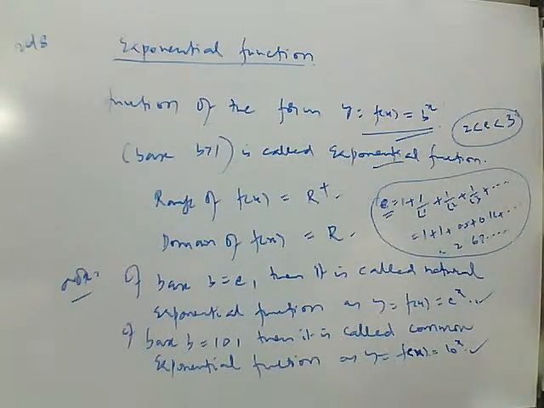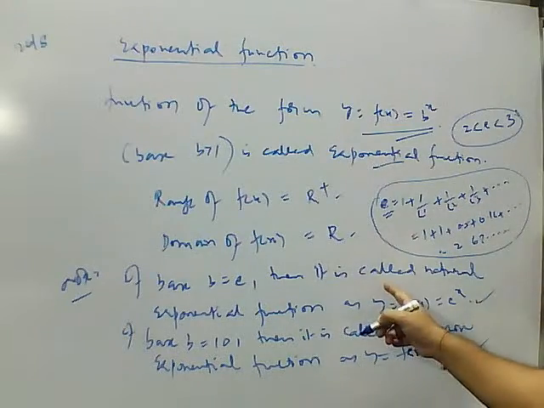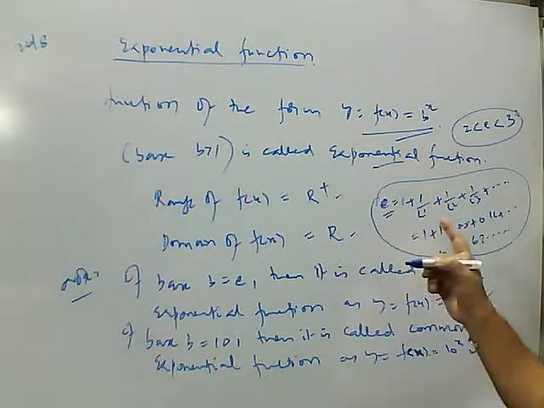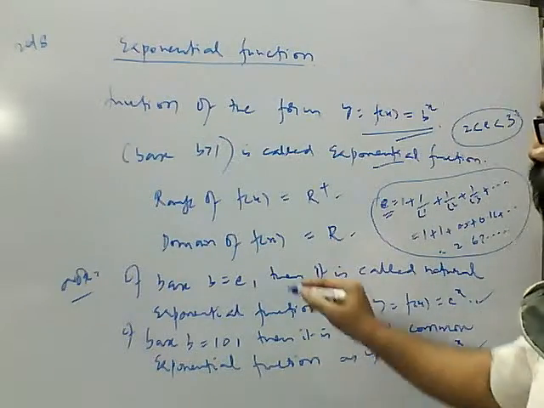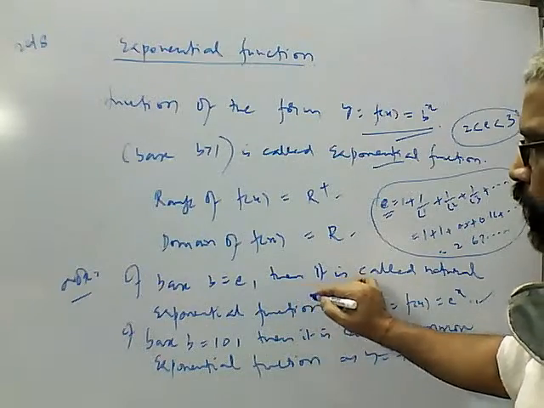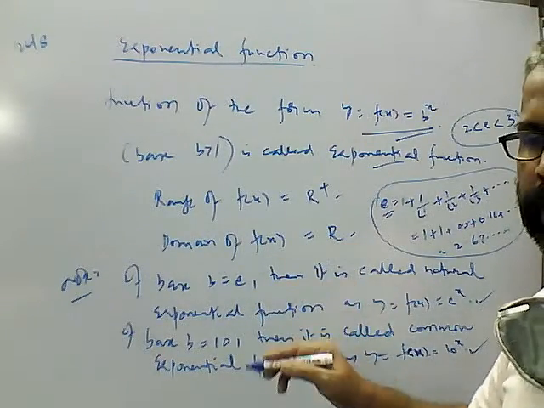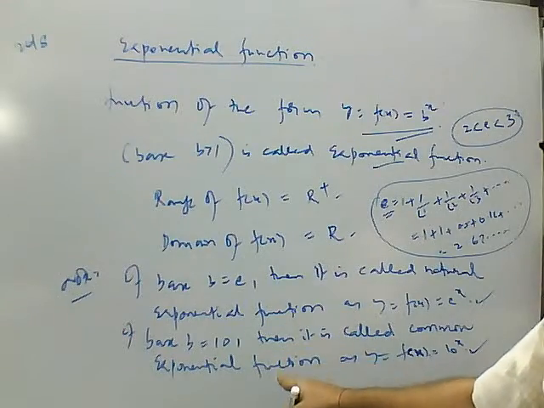So e is called the natural exponential base, right? For the function f of x is equal to b power x, if b is equal to e, then it's called the natural exponential, and if b is 10, it is called the common exponential function. From these two we'll get the logarithm also. From this you'll get the natural logarithm, you call it log e or ln. This is the natural logarithm, or this is the Briggs logarithm.